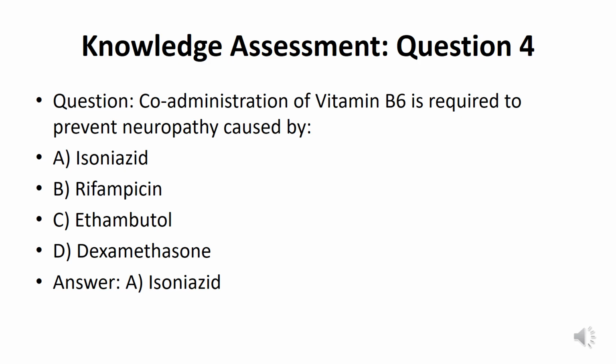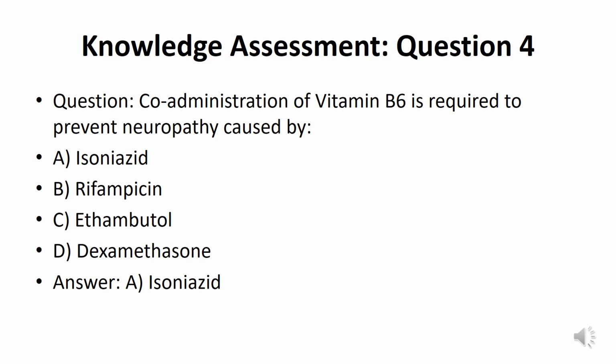Now let's briefly review why the other options are incorrect. Rifampicin is associated with drug interactions and potential liver toxicity, but it is not the primary cause of vitamin B6-related neuropathy. Ethambutol is best known for its risk of optic neuritis, which can affect visual acuity and color perception. Dexamethasone is a corticosteroid used to reduce inflammation and cerebral edema. It does not typically require vitamin B6 supplementation.